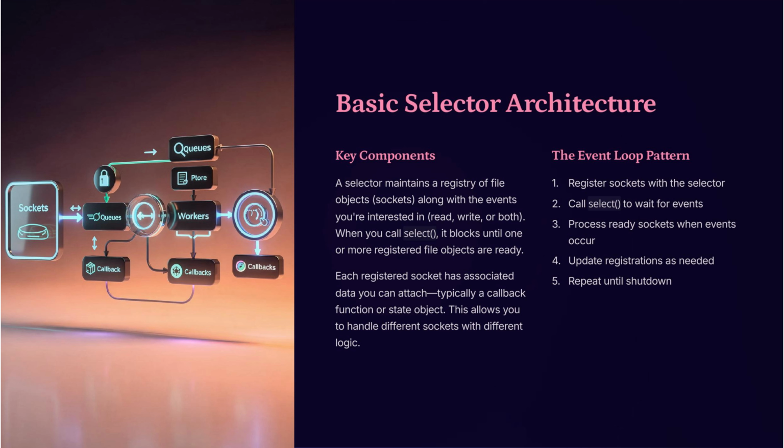A selector manages a registry of file objects, like sockets, and the events of interest: read, write, or both. It blocks on select until events occur. Each socket can have associated data, such as a callback function, enabling tailored logic. The event loop pattern involves registering sockets, waiting for events, processing them, updating registrations, and repeating until shutdown.